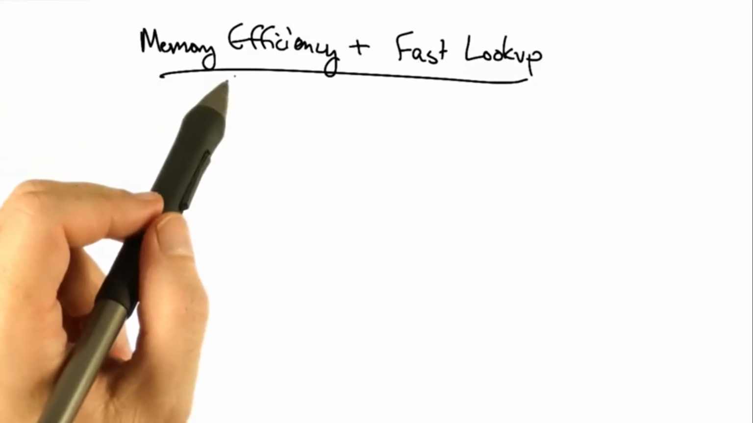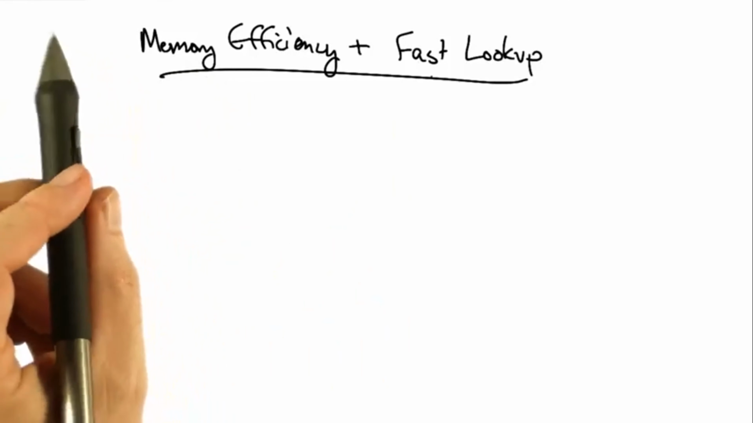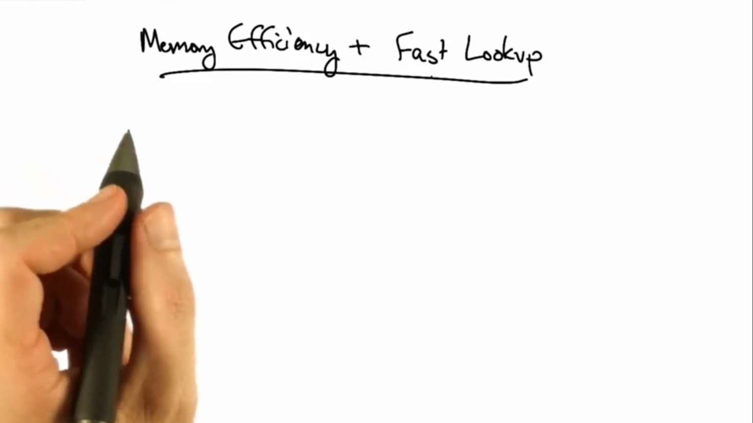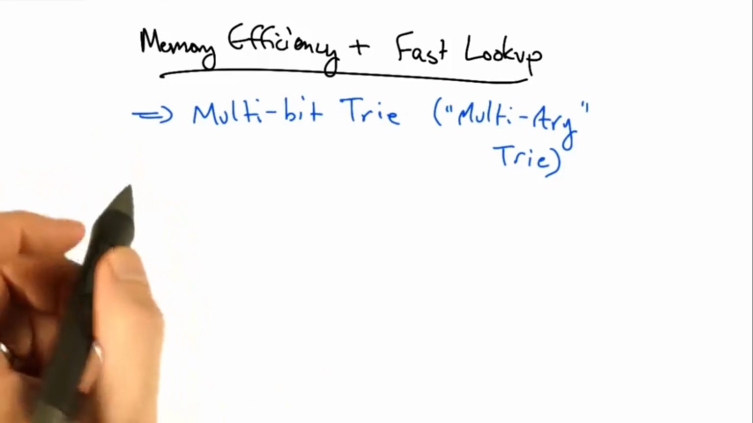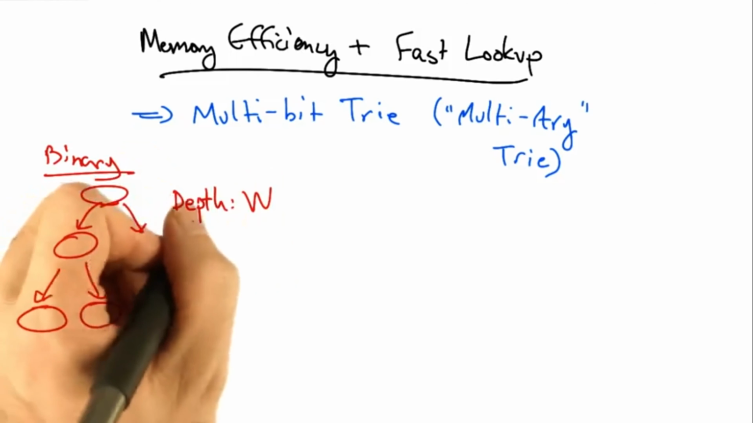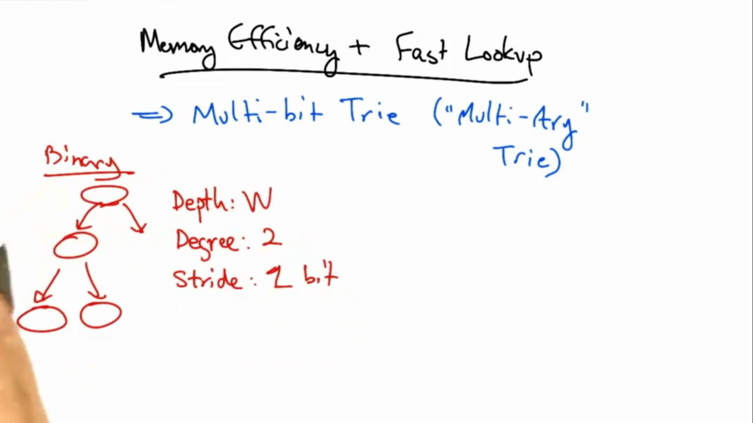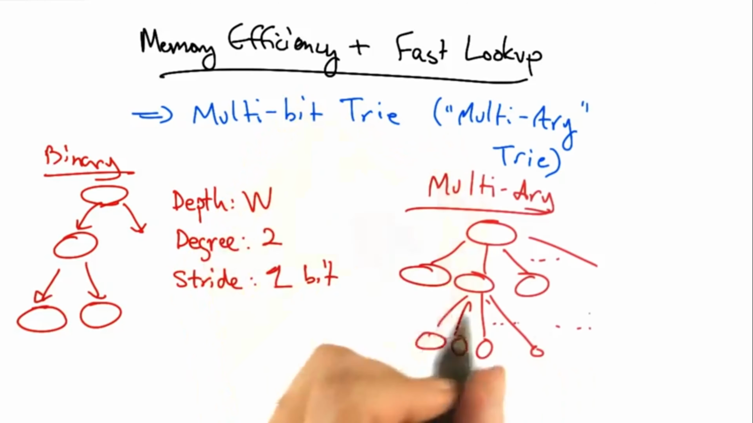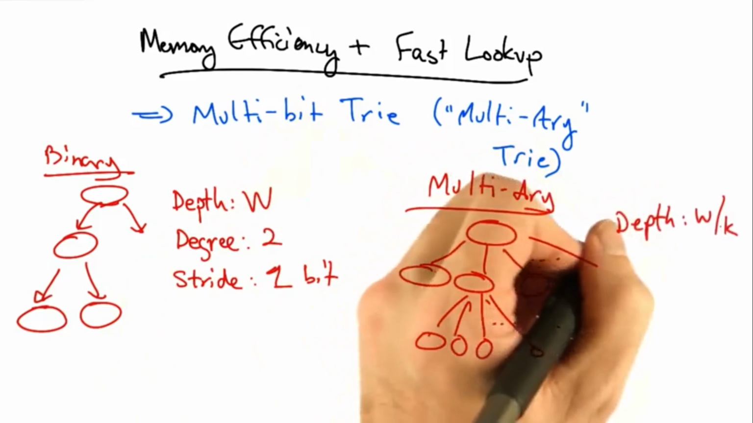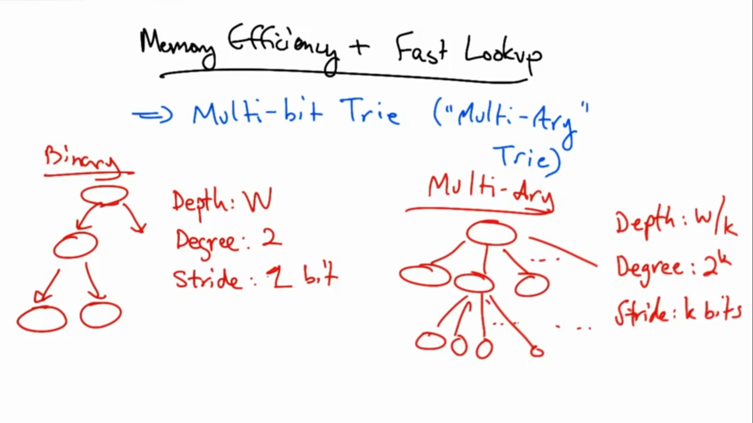To achieve the memory efficiency of a single-bit trie with the fast lookup properties of a direct trie, a compromise is to use what's called a multi-bit trie, or multi-array trie. Let's start with a binary trie, where 1 bit is resolved at each node. Here, the depth is W, the degree of each node is 2, and the stride for each lookup is 1 bit. Then we can generalize this to a multi-array trie, where the depth is now W over K, the degree is 2 to the K, and each level resolves K bits. The binary trie is a simple case of the multi-array trie, where K equals 1.